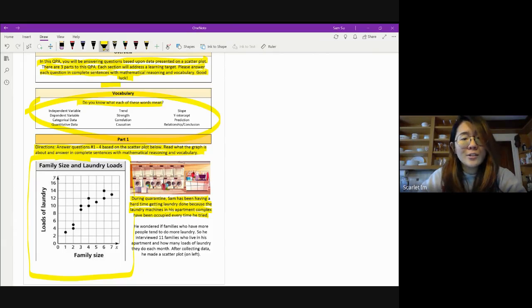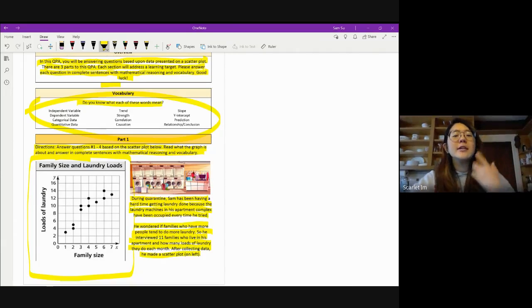So he'll go to the laundry machines and find that if it's not in his apartment unit, it's a shared space, it's busy, or people are using it all the time. So he wondered if families who have more people tend to do more laundry. So he interviewed 11 families who live in his apartment and asked how many loads of laundry they do each month. After collecting data, he made a scatter plot.